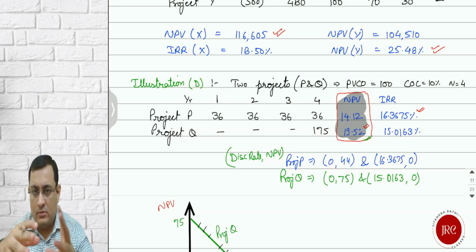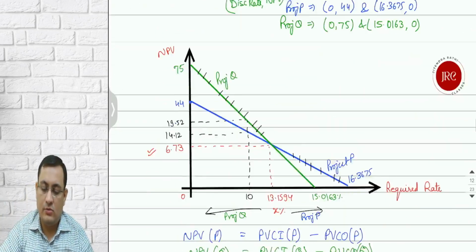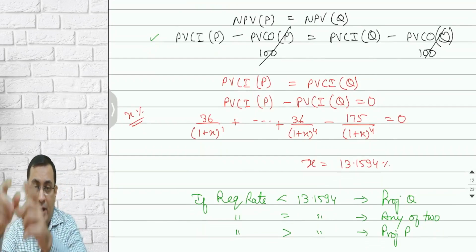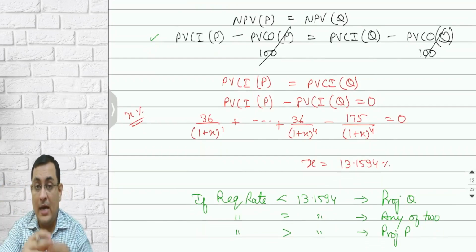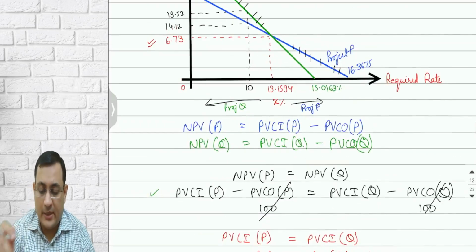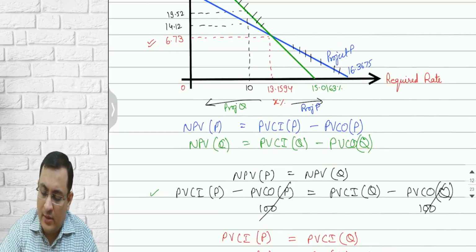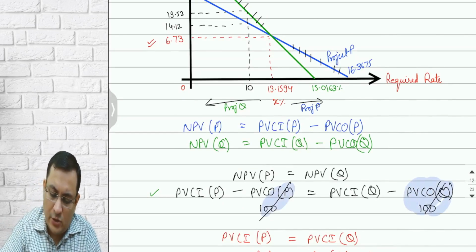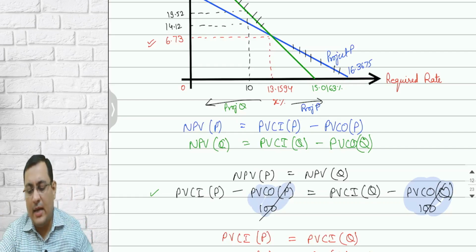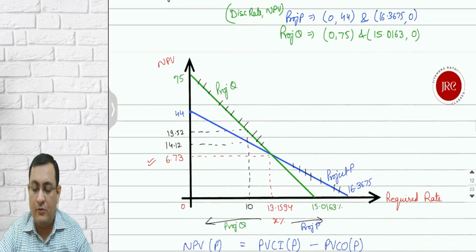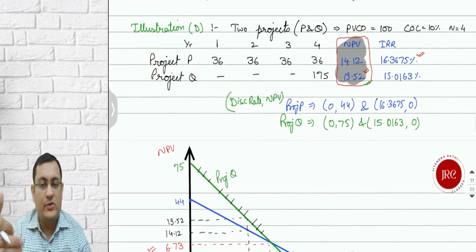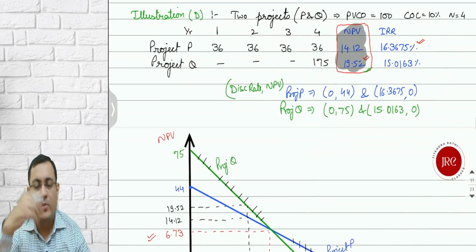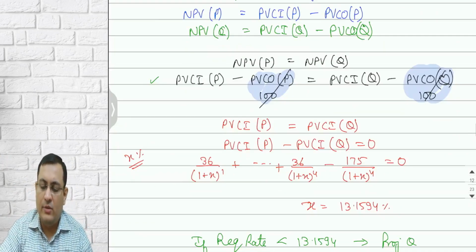We have to check at different points to arrive at that indifference point of these two lines. That will be a bit complex, because if PVCO is different, these values will not cancel out. They will also stay in the equation. That means let's say the PVCO of P is 90, whereas the PVCO of Q is 100. So P is going to generate an additional NPV of 10 because its outflow is lower. So PVCO will also be considered here.